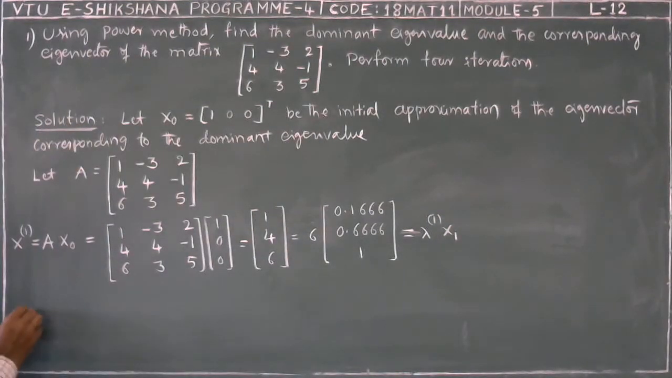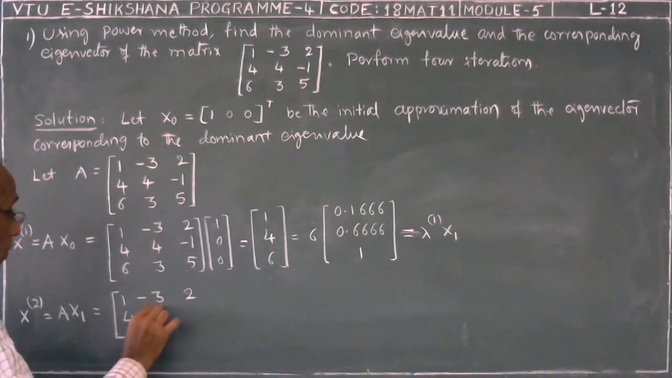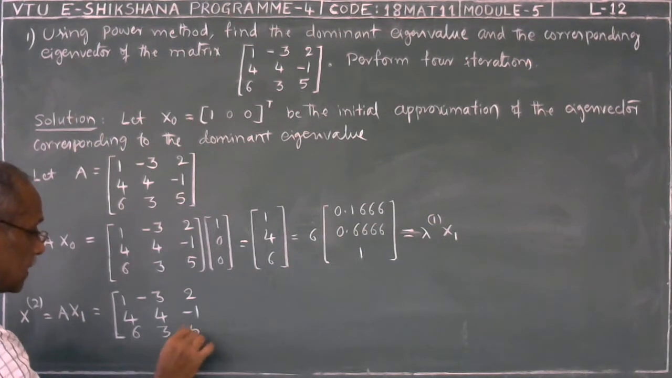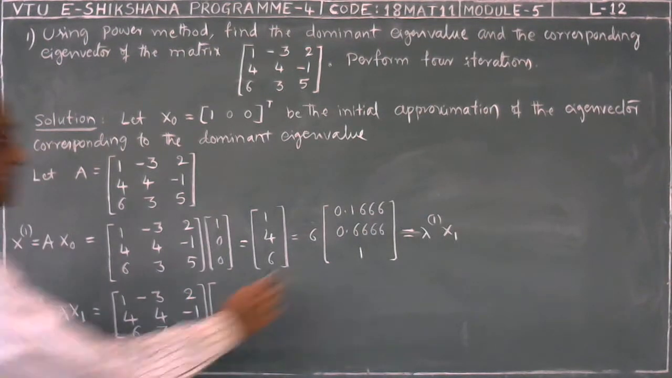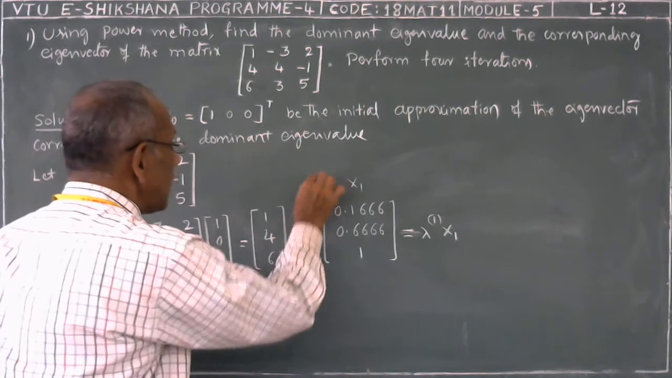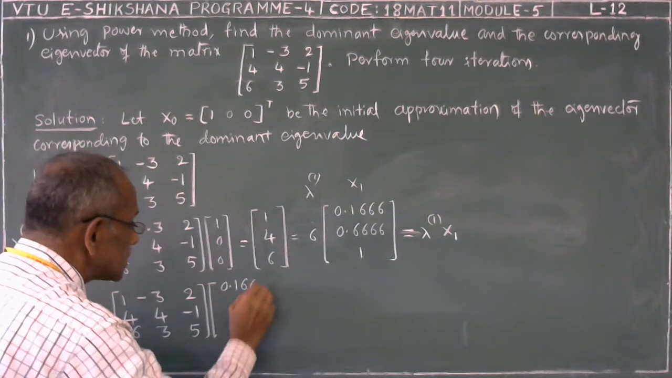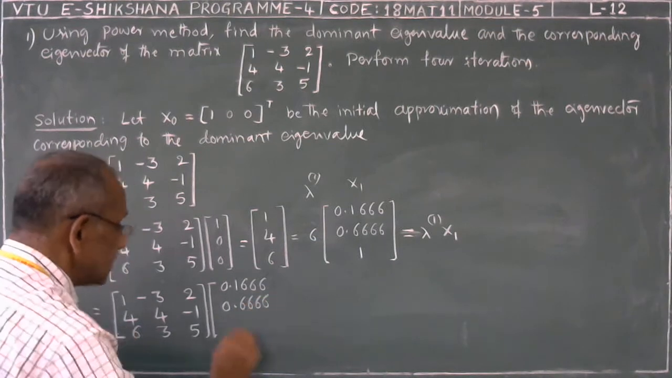Now we shall compute A x1. So this is equal to the matrix 1, minus 3, 2; 4, 4, minus 1; 6, 3, 5 times x1. x1 is this, this is your x1, this is your lambda 1. So x1 is 0.1666, 0.6666, 1.